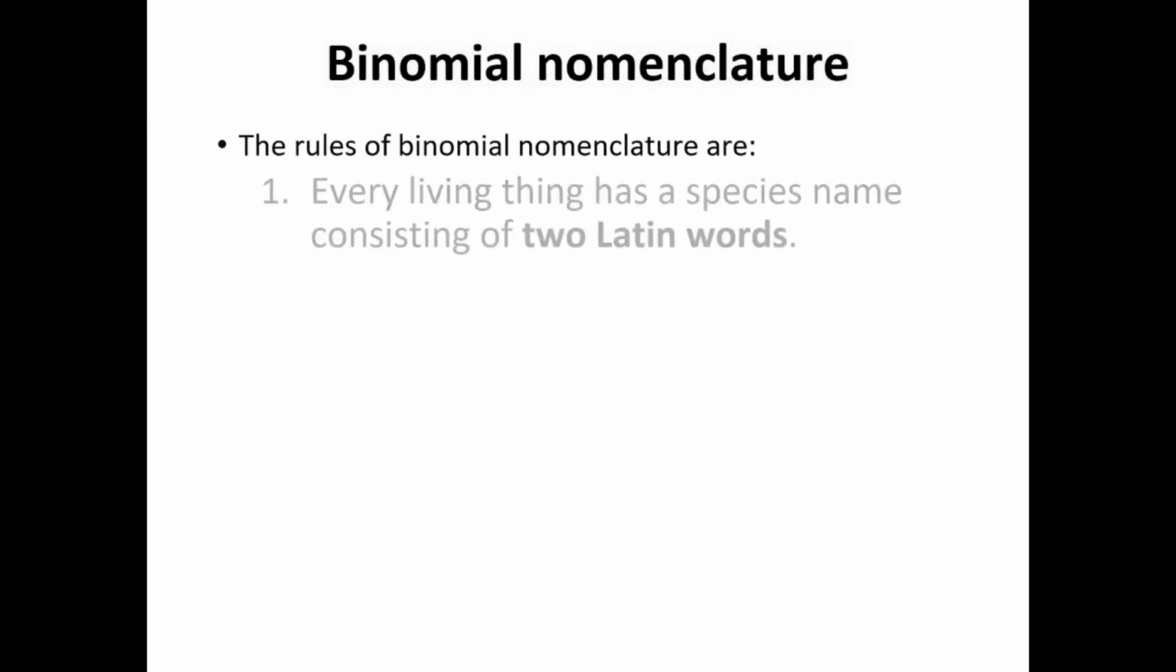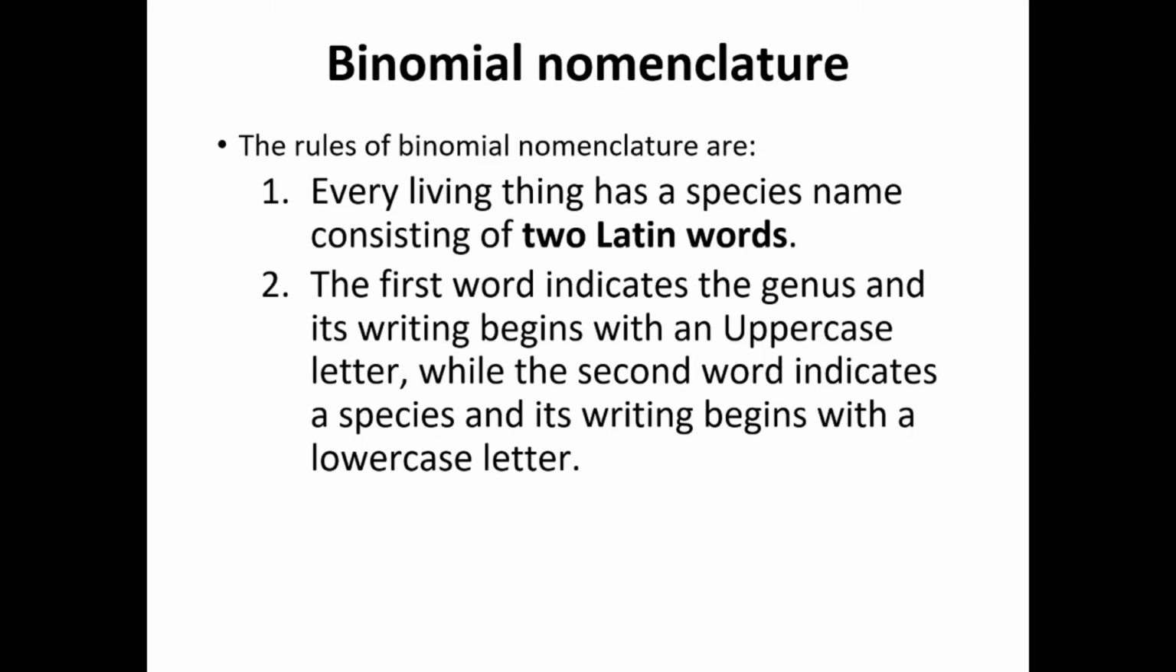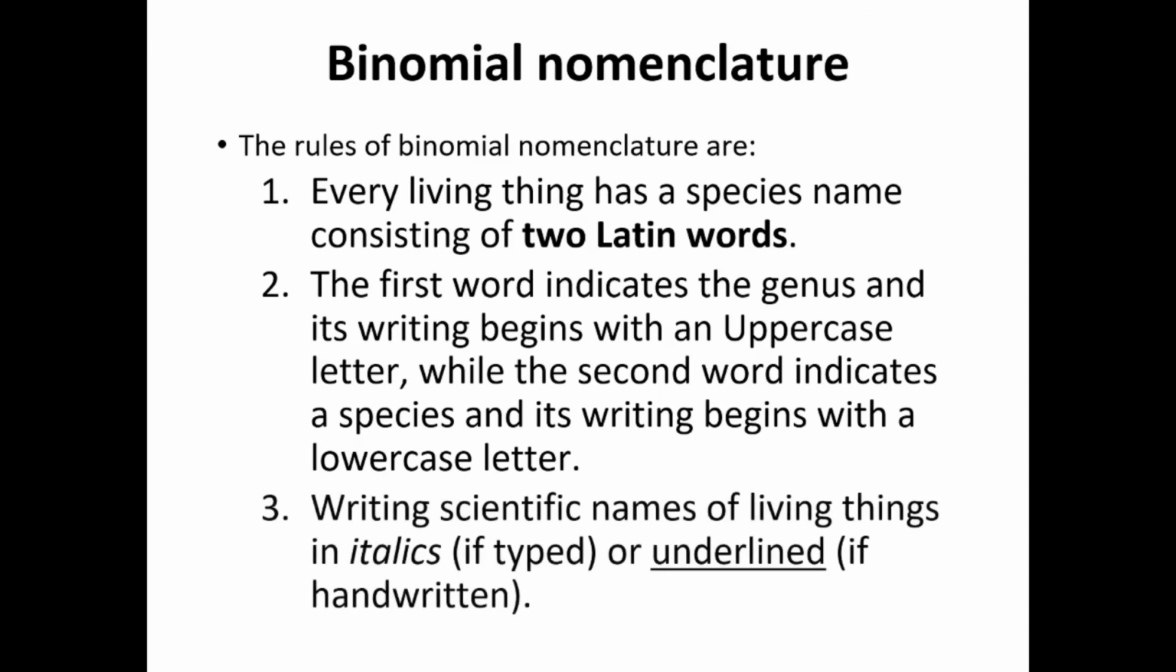The rules of binomial nomenclature are: first, every living thing has a species name consisting of two Latin words. The first word indicates the genus, and its writing begins with an uppercase letter, while the second word indicates a species, and its writing begins with a lowercase letter. Lastly, write scientific names of living things in italics if typed, or underlined if handwritten.